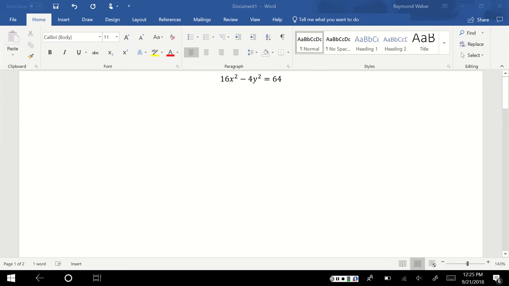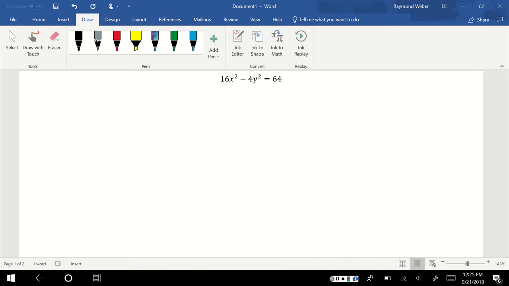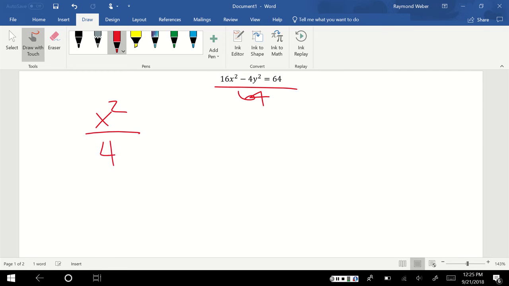Okay, so we are graphing this hyperbola, and I know it's a hyperbola because it has a negative in the middle. First thing with a hyperbola or an ellipse is I need the constant on the right to be 1, so I'm going to divide everything by 64, and I get x squared divided by 4 minus y squared divided by 16 equals 1. Now where's the center of this hyperbola?